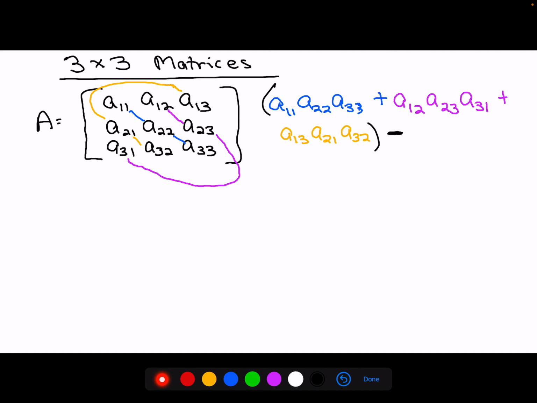So now we're going to go the other direction. I'm kind of limited on colors, sorry about that. But we're going to look at the diagonal this way, the A31, A22, A13. And then we're going to look at all the diagonals going that way. So you have A32, A23, and then that would loop around to A11.